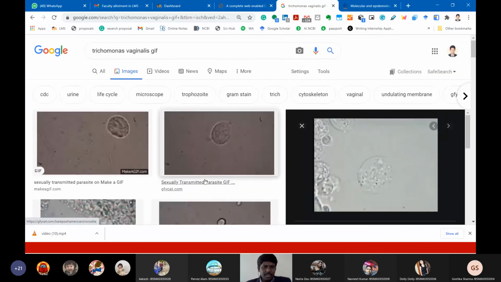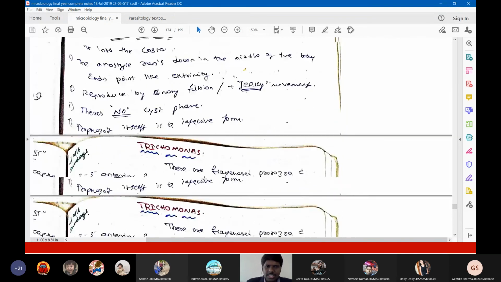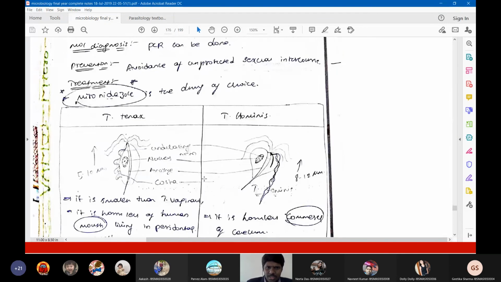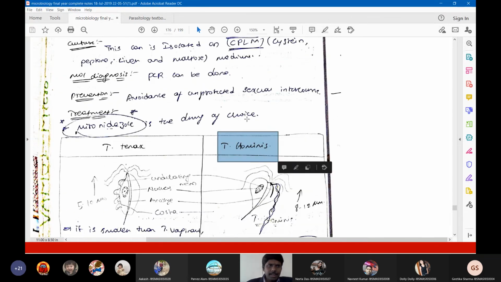Okay, so a very straightforward pathogenesis. It will cause intestinal infection. Okay, and you have only the difference. You need to know the difference between tenax and the hominis. In your syllabus, they have given hominis actually. Hominis will cause an intestinal infection, an ileocecal infection.